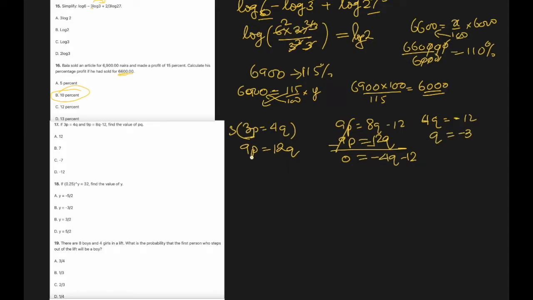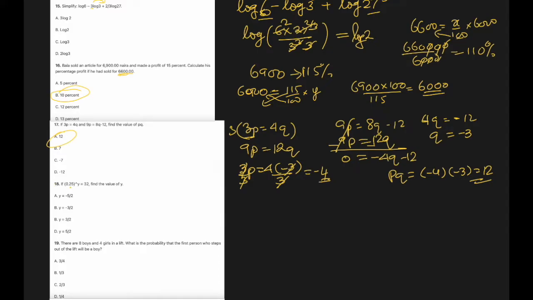And here we can use Q to find P. So 3P was 4Q. So 3P equal to 4Q. So divide this by 3, divide this by 3. Negative 4 is what we get. So now PQ will be negative 4 multiplied by negative 3, which is positive 12.